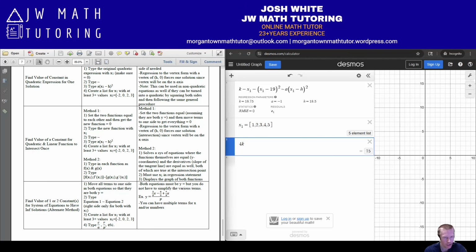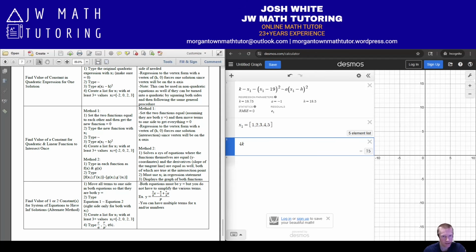There's going to be two different methods you can do on this. The first method is to set basically the two functions equal to each other, then move everything over to one side to get it equal to 0, just like we did in the last problems, and then do regression to the vertex form, again with a y-coordinate of the vertex equal to 0, basically the same exact process that I was just doing on the last two example problems.